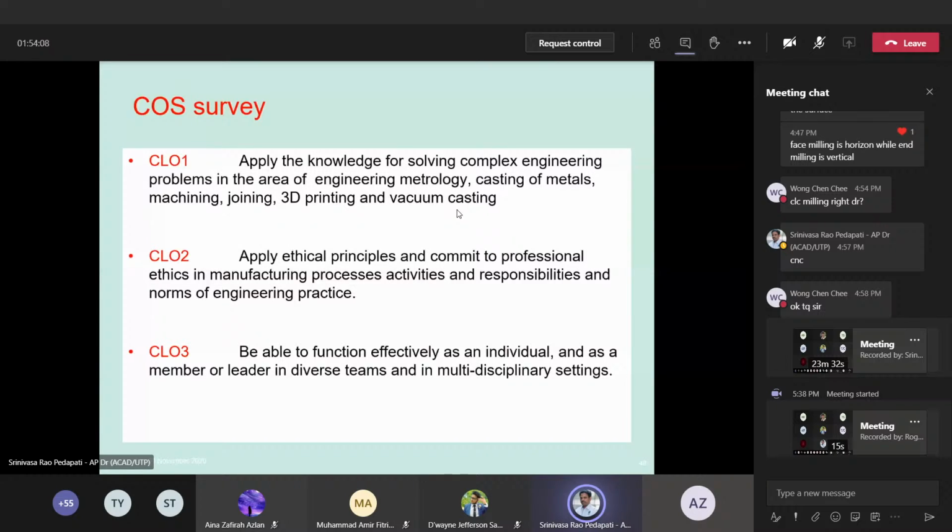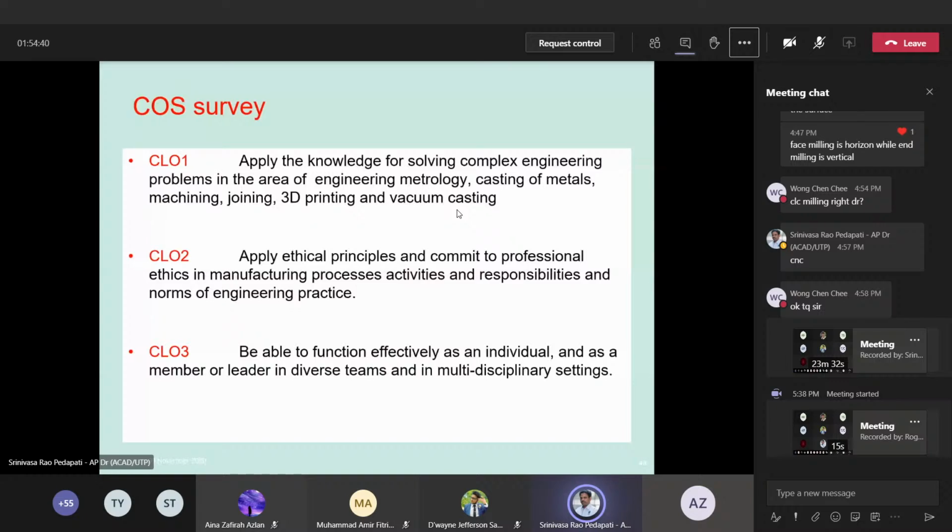The next objective is to apply ethical principles and commit to professional ethics in manufacturing process activities and responsible norms of engineering practice. Number 3 is to be able to function effectively as an individual and as a member or leader in diverse teams. That means this is all group activity. This subject has 3 COs. One CO is regarding metrology, casting, joining, and 3D printing.